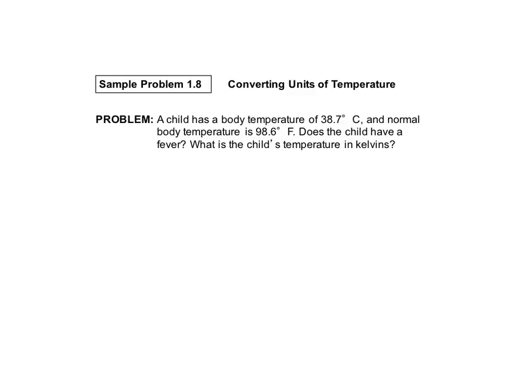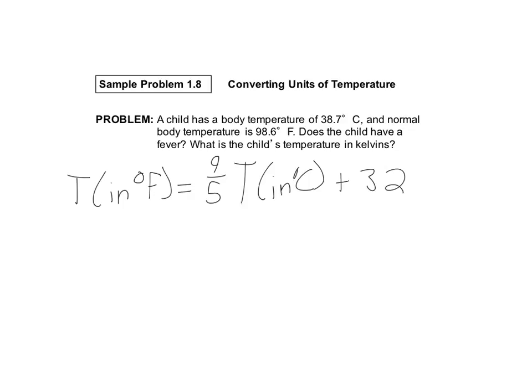So the first thing I'm going to do is write that equation down. So the temperature in degrees Fahrenheit is going to equal 9/5 times the temperature in degrees C plus 32. Okay, so then I'm going to start plugging things in from the problem now. I've got 9/5 times the temperature in degrees C. They tell me that that is 38.7 degrees C. Plus, and now I have to add 32 to that.